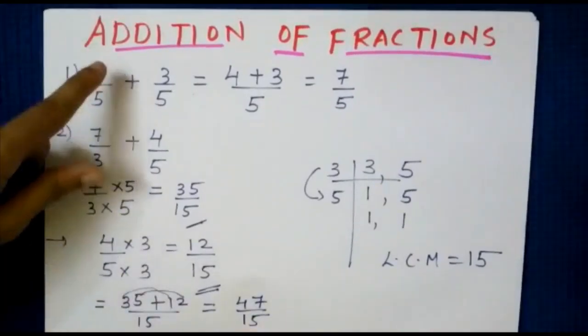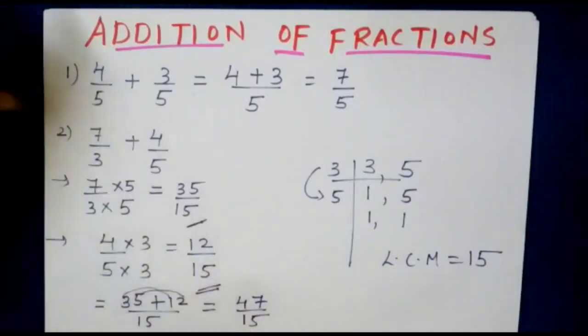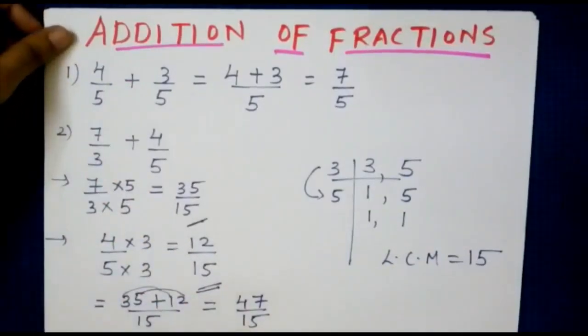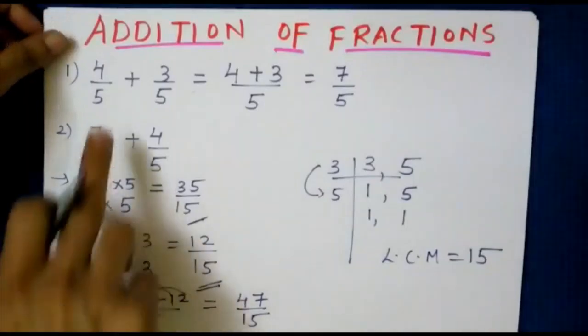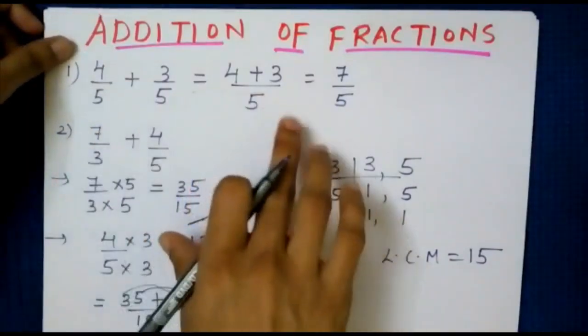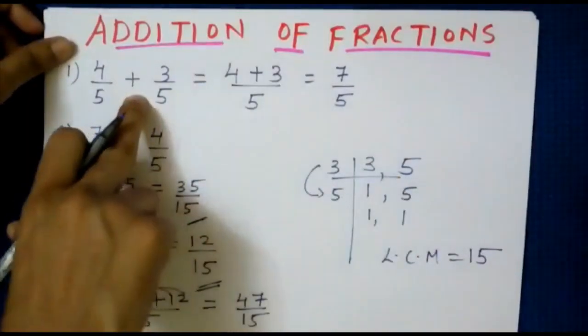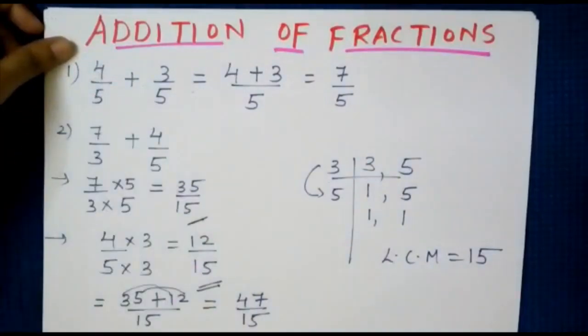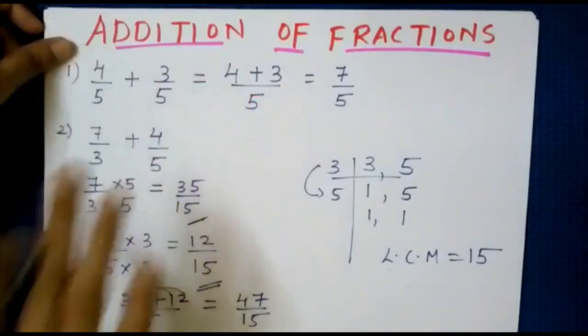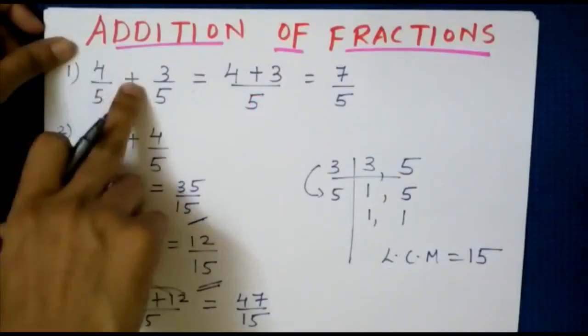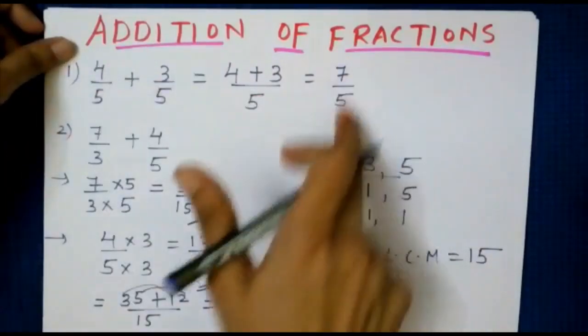So we have seen addition of fractions. Similarly, for subtraction of fractions, the procedure is same. If the denominators are same, you will subtract directly, and in place of plus there will be a sign of minus. The steps are same, only in place of addition there will be a subtraction sign. So it will be 4 minus 3, and the answer will be 1 upon 5.